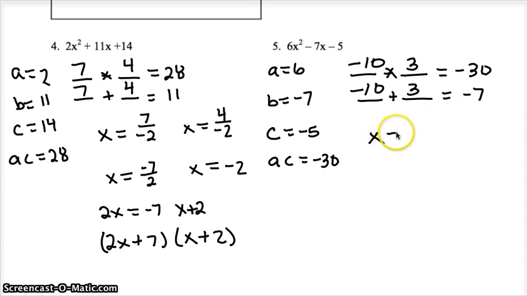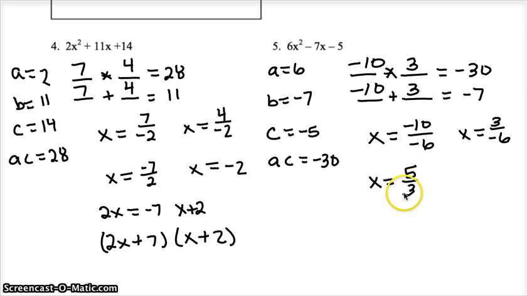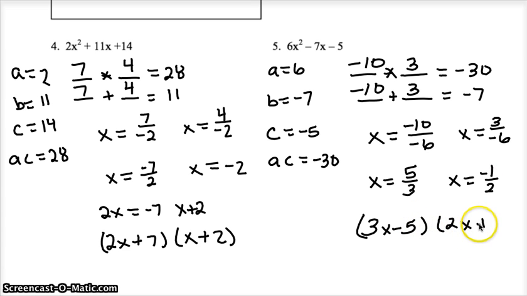Now I set up my two equations. X equals -10 over -6, and x equals 3 over -6. I simplify, so x equals positive 5/3, and x equals -1/2. Solving for 0, I get 3x minus 5, and I get 2x plus 1. There you have it.